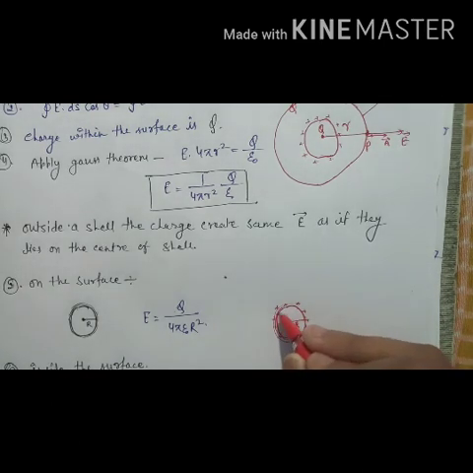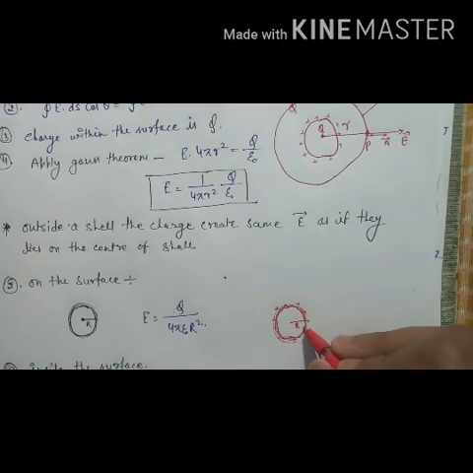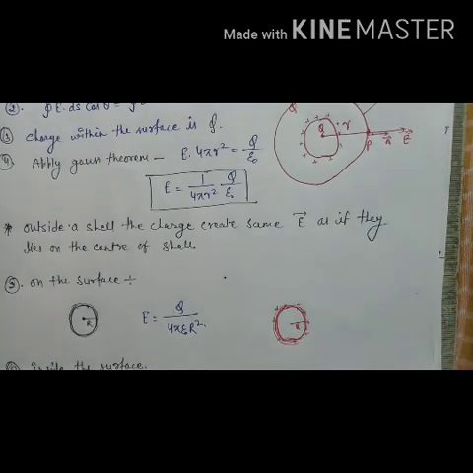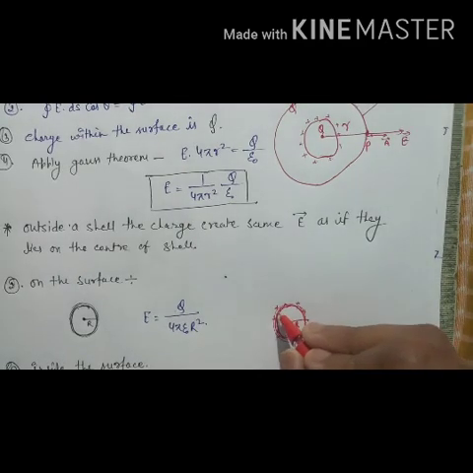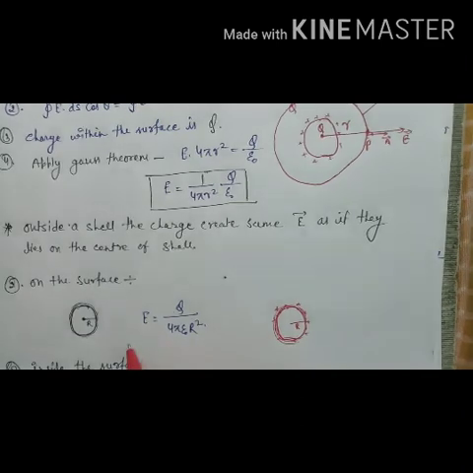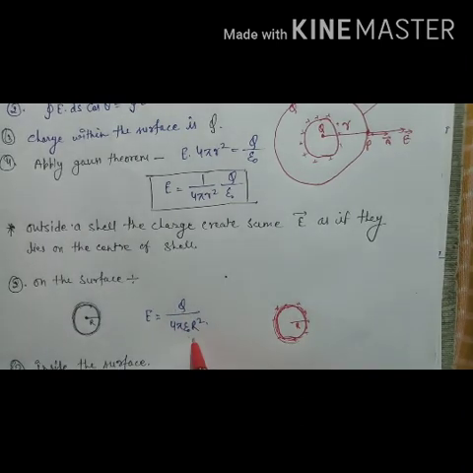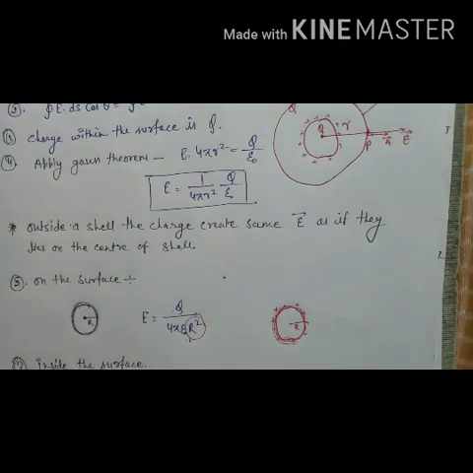So when we consider a Gaussian surface, the whole charge is inside the surface. We can say the charge is on the surface, so this charge is distributed under the Gaussian surface. That means similarly we find E is equal to Q upon 4 pi epsilon naught R square, but in this case we take R as capital R.